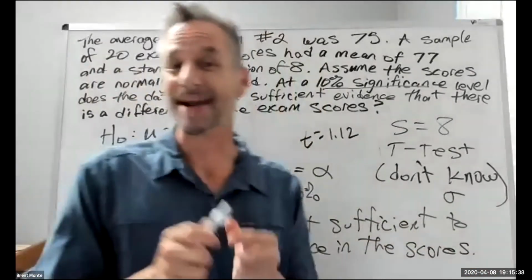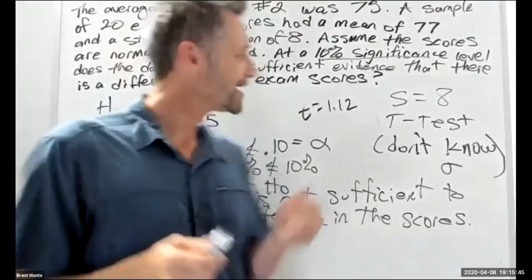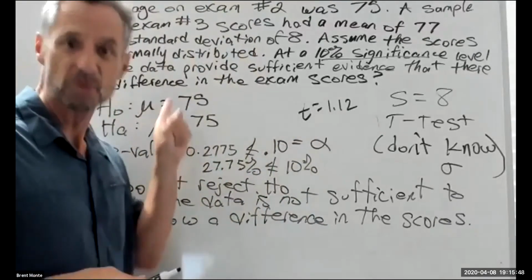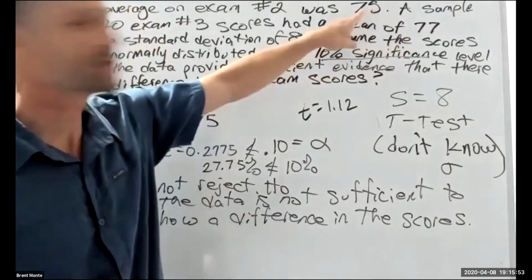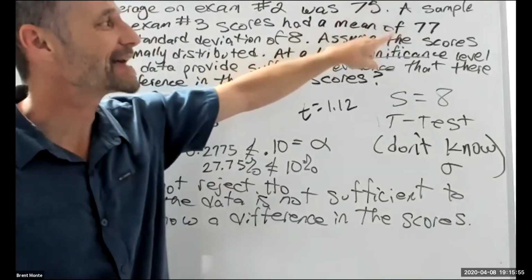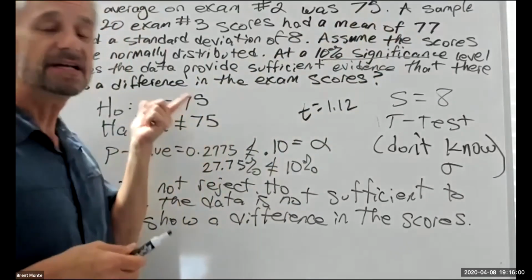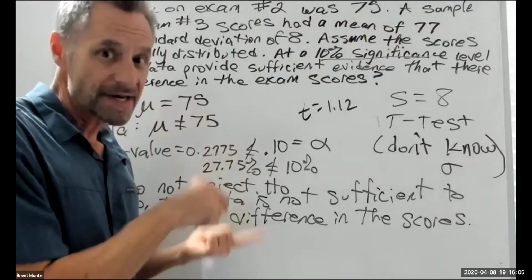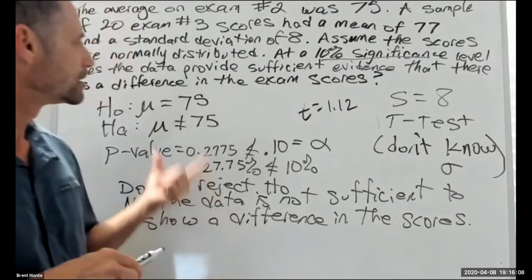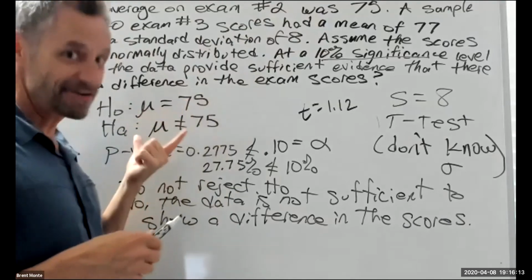And notice what we're not doing. We're not saying, let's get that down so you can see the bottom of the board. We're not saying that, oh yes, I think mu is equal to 75. Well, we got 77 as our sample mean, which wasn't 75. We're just saying, hey, that might have just been sampling error. My evidence isn't strong enough to disprove that the population mean on exam number 3 could be 75.